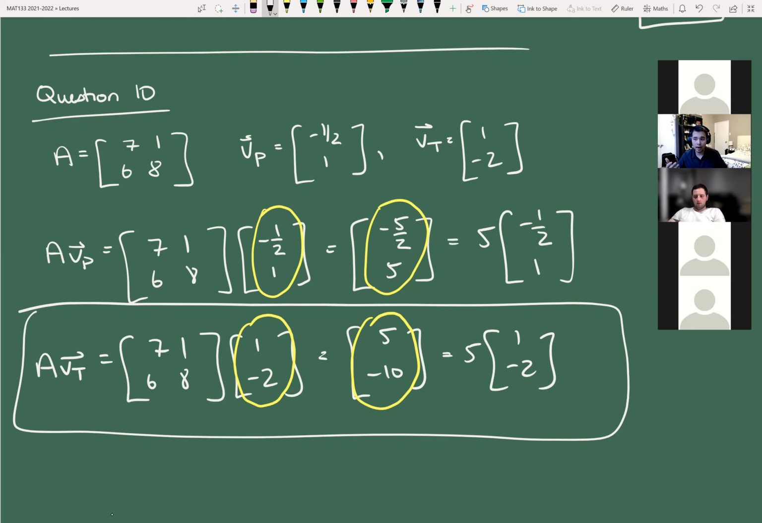Right, yeah, the signs don't matter. Yeah, for sure. You could multiply something by -10. So for example, if we multiplied VP by -10, what would we get? We get [5, -10], totally also an eigenvector. We could multiply it by pi, right? So we could do pi VP, so we get [-pi/2, pi], also an eigenvector, right?